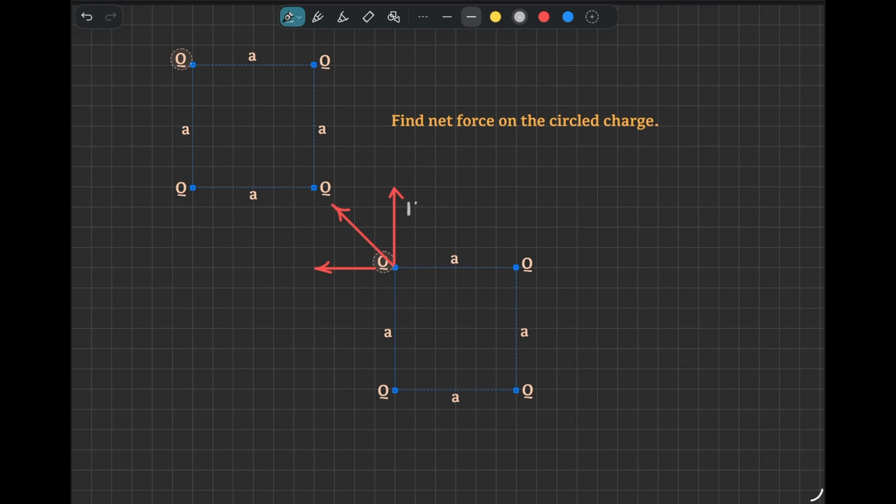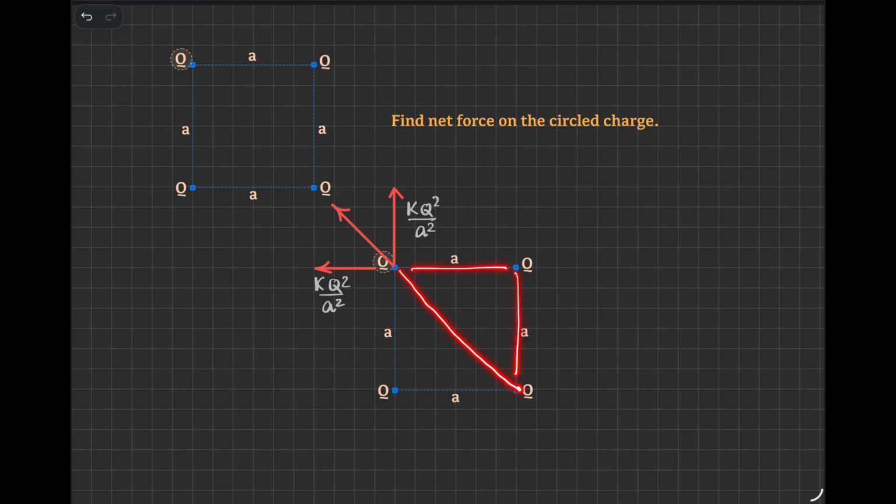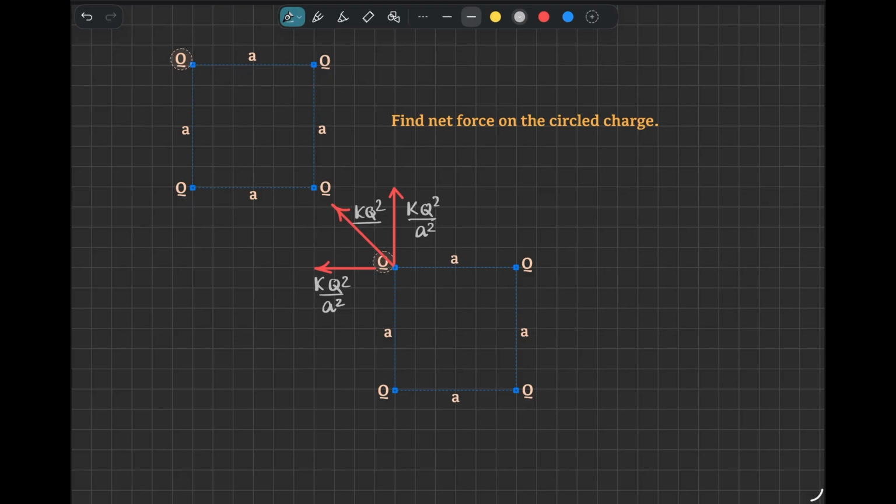This one will be k q1 q2 by a square, which is k q square by a square. This one is also k q square by a square. But for this diagonal one, if we measure, this side is a and this is a, so the diagonal length will be root 2 times a. So the diagonal force will be k q square by root 2 times a whole square. So now think diagonally, there is only one force, which is k q square by 2a square.